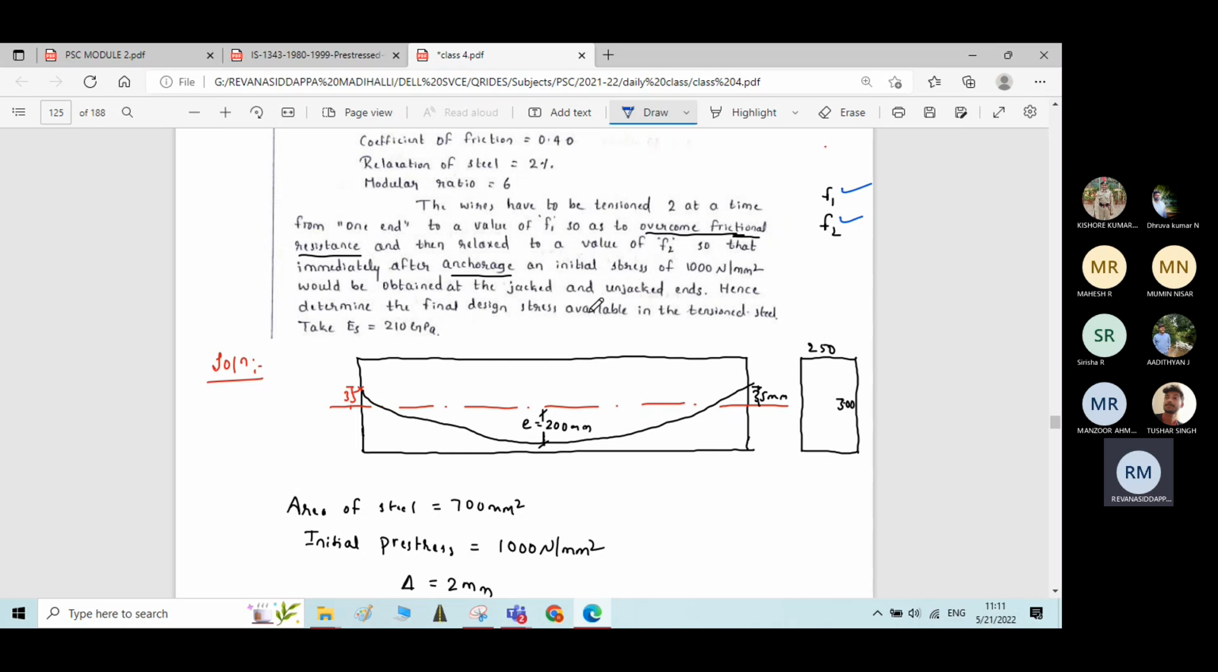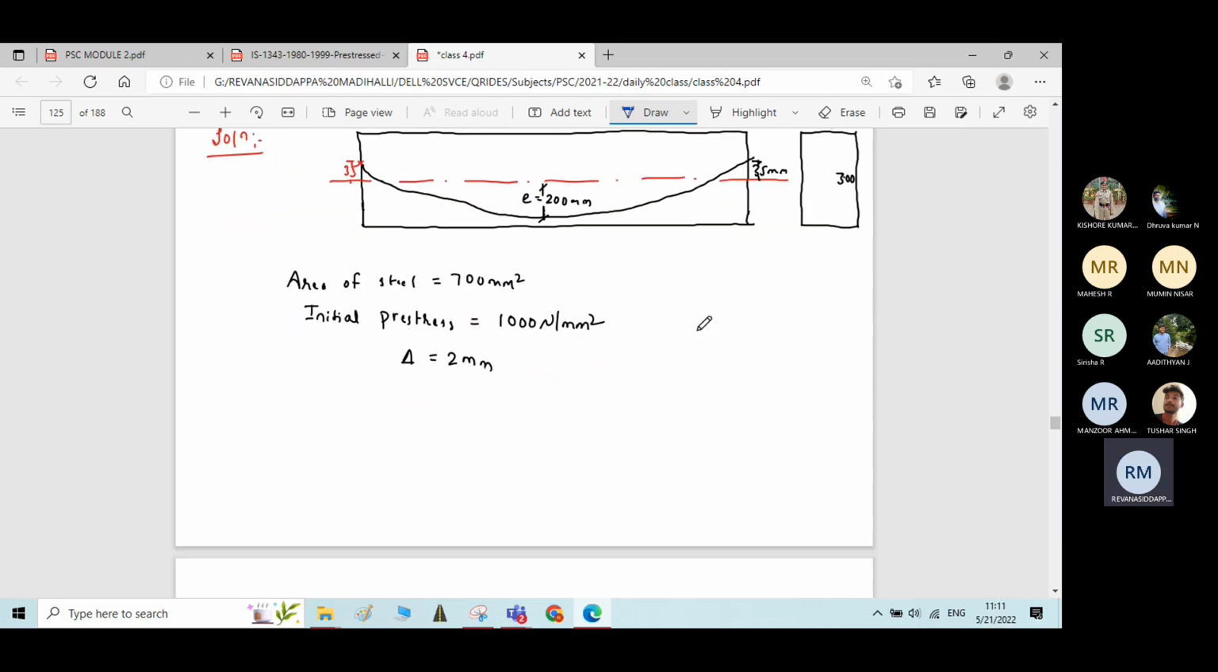Here, relaxation for loss due to friction and loss due to anchorage slip is given, which means that initially the possible loss due to friction and possible loss due to the anchorage is calculated. Okay, and that loss is added to the initial pre-stress so that the loss due to friction and anchorage will be overcome. Okay, so for example, if you are applying a pre-stress of around 1500 Newton per mm square, okay, there will be loss due to friction and the anchorage.